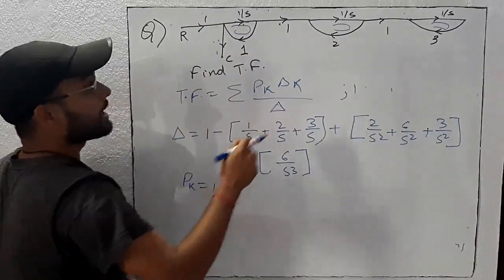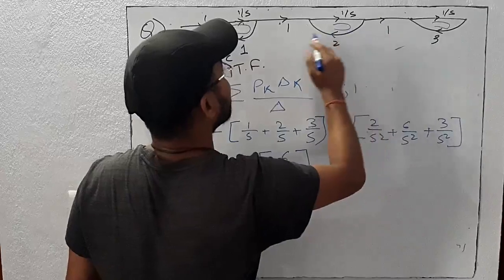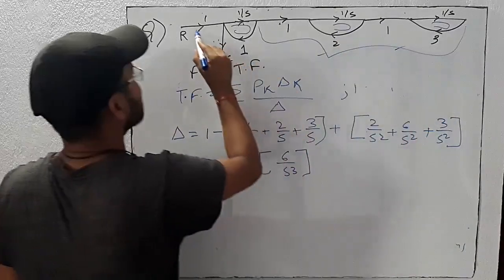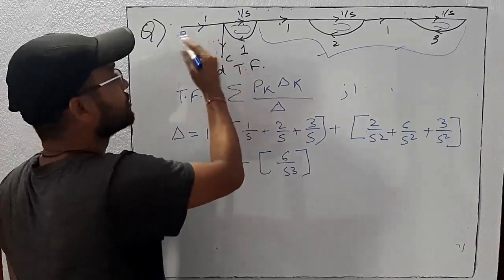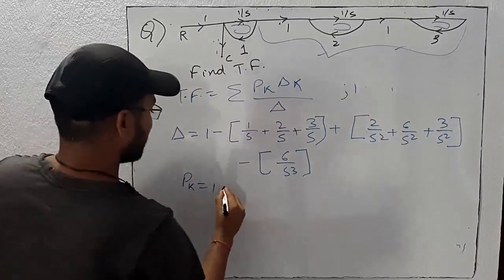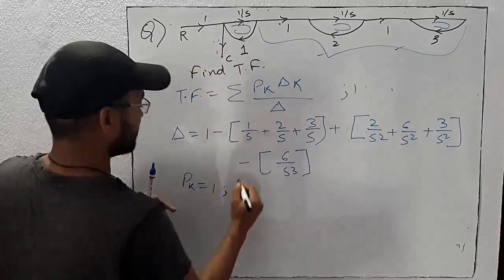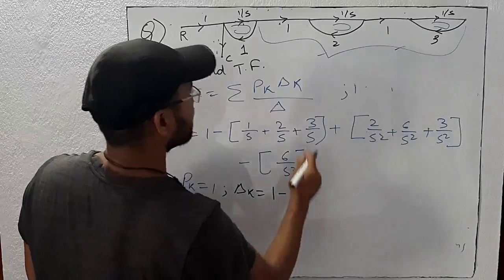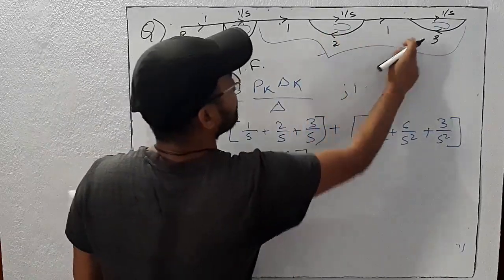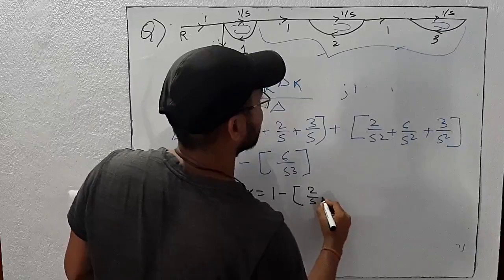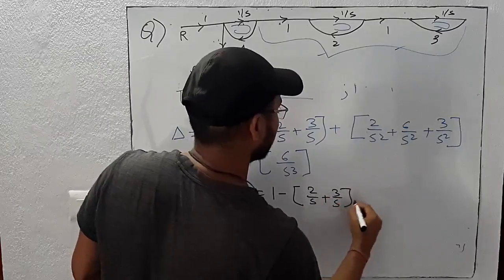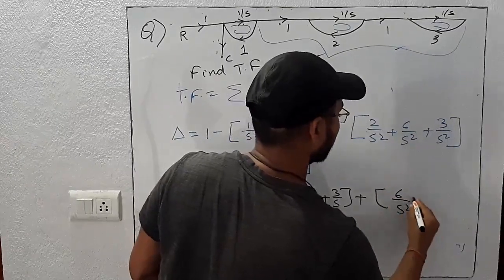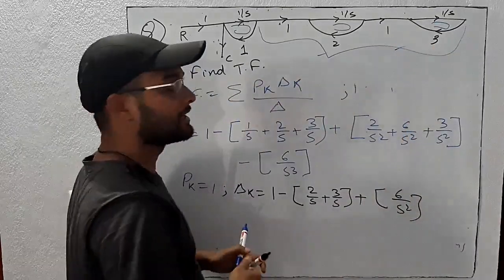Now we will see how many loops are there and we will find delta k. Delta k we will find for this node because this is coming in the forward path. So we will remove this thing. So for Pk equal to 1, delta k is equal to 1 minus the sum of non-touching loop gains, that is equal to 2 by s plus 3 by s, plus the product of two non-touching loop gains, that is equal to 6 by s square. And we don't have three non-touching loop gains.